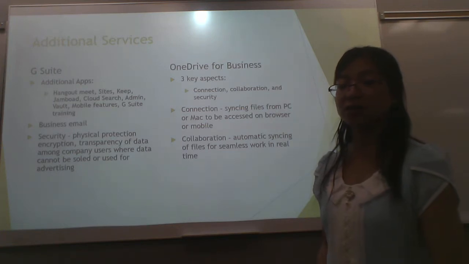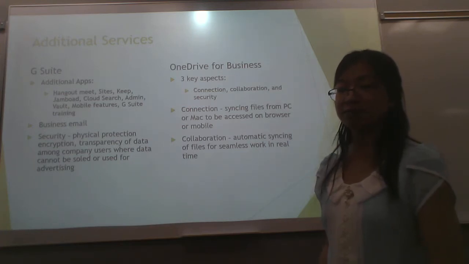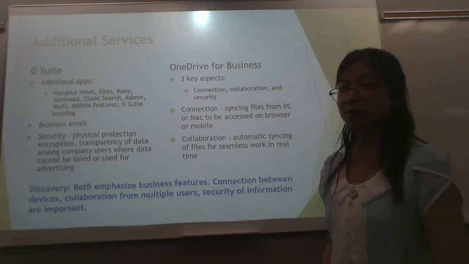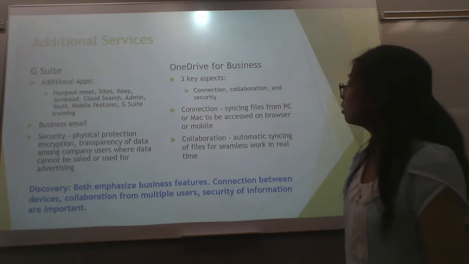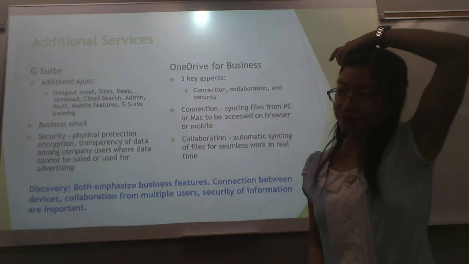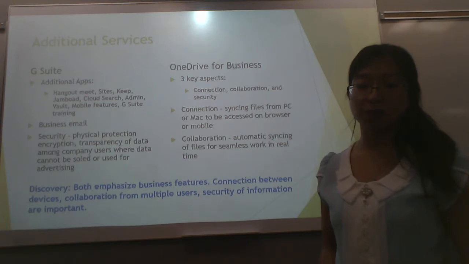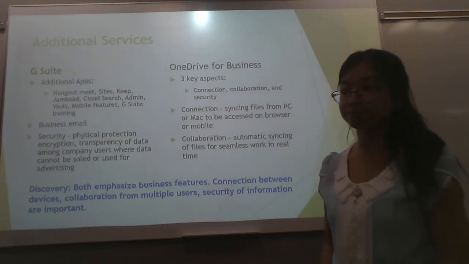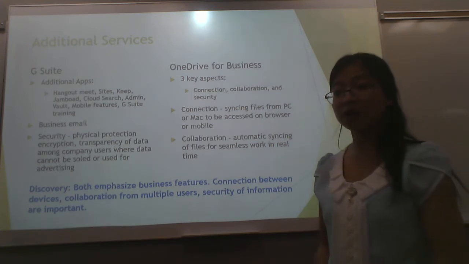Next, we'll be looking at some of the key services or features. These are some specific features that relate specifically to businesses. When we're looking at businesses, we are evaluating based on the different apps that they provide and security, as well as connection, collaboration. These features, both G Suite and OneDrive provide, however, the different ways and mediums in which they provide it vary. In comparison, we can see that connection between devices and collaboration between multiple users is very important.